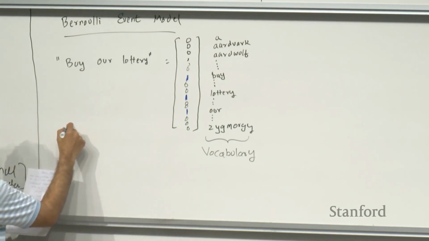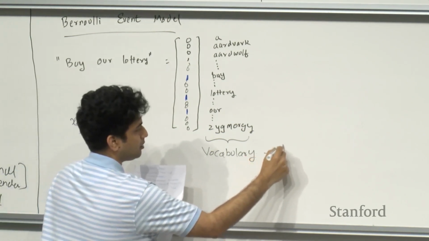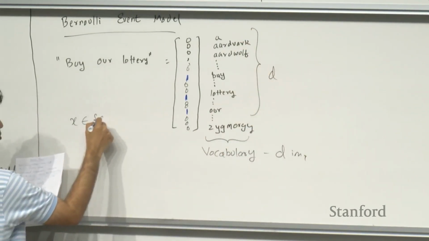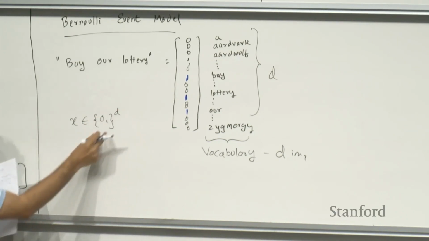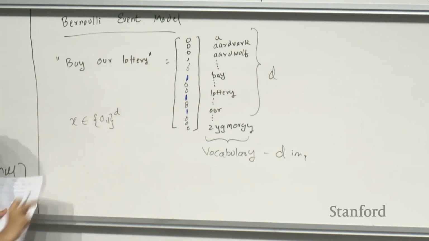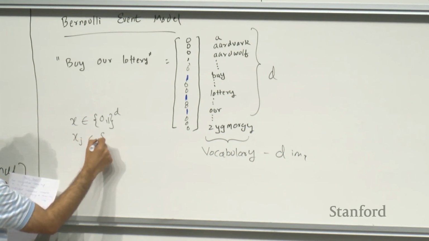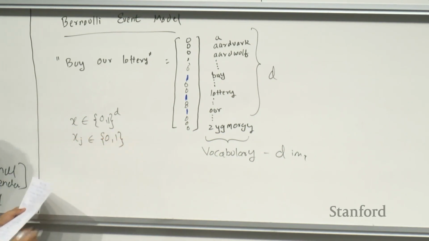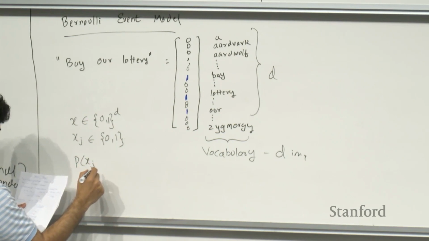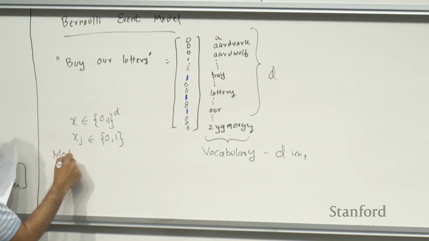So here, if our vocabulary has D dimensions, so if this count is D, then X belongs to {0, 1} to the power D. This is how we write a D-dimensional vector where each element is either 0 or 1. And any given xj is either 0 or 1. And we make the assumption about P of xj, and we write out our model like this. So this is our model now.